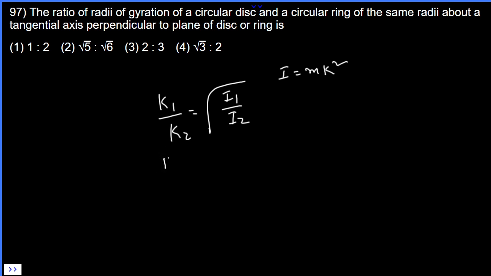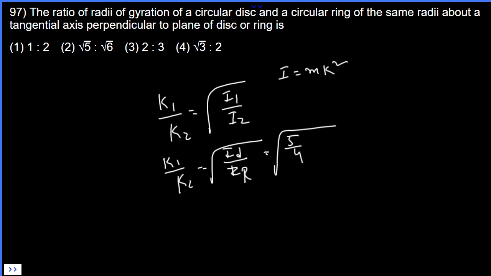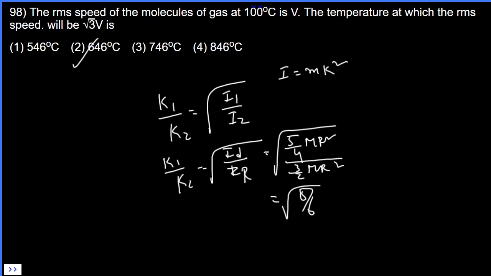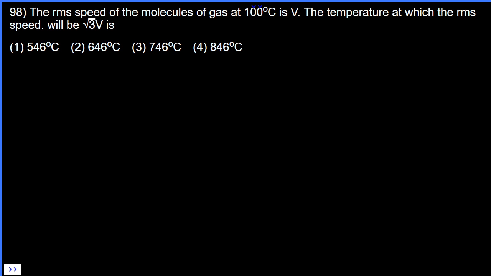So here, first of all, k1 by k2, the radius of gyration ratio, is equal to moment of inertia of disc by moment of inertia of ring, which is moment of inertia about the tangential axis, 5 by 4 m r square by, for ring it is 3 by 2 m r square. After simplification we get root over 5 by 6. Here option is root 5 is to root 6. Next one is problem number 98.